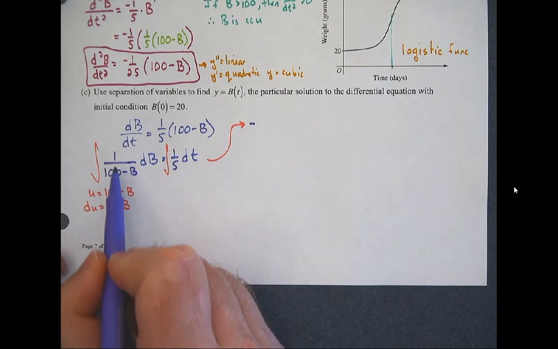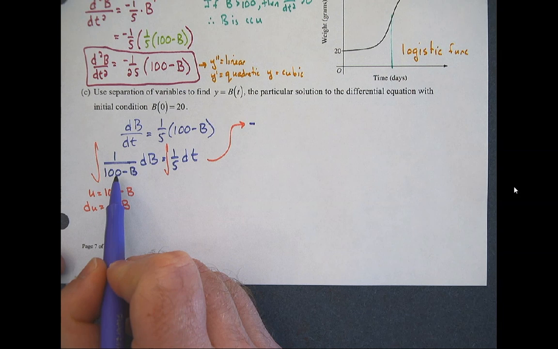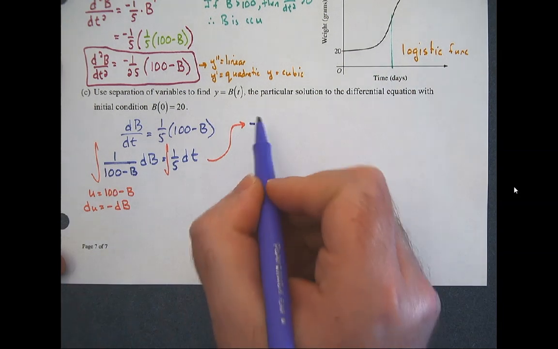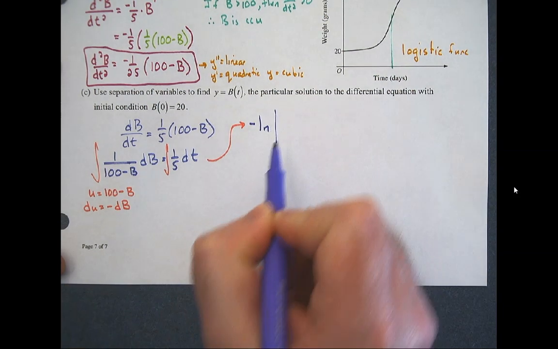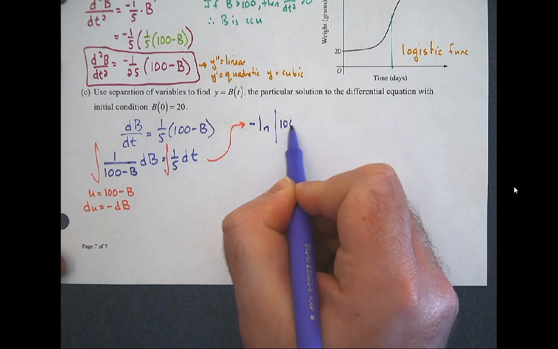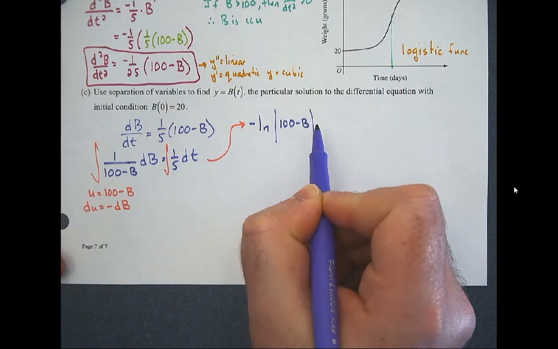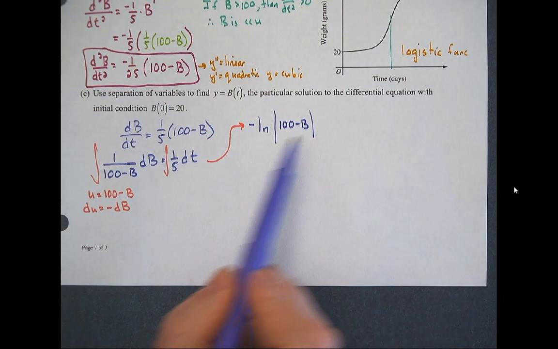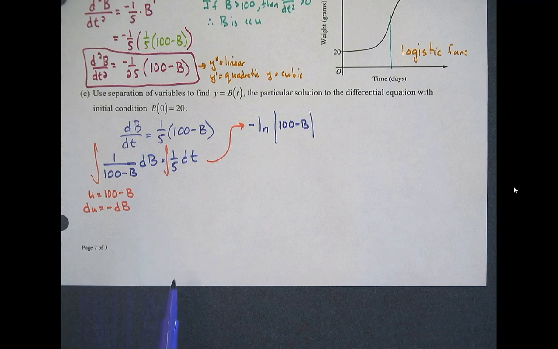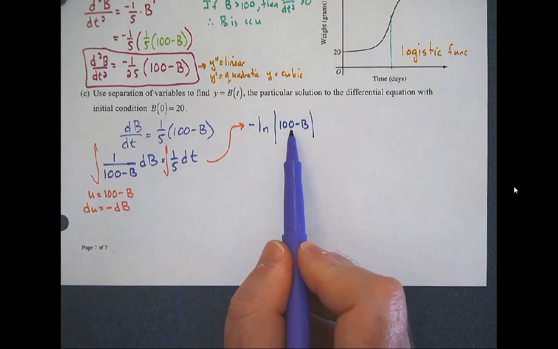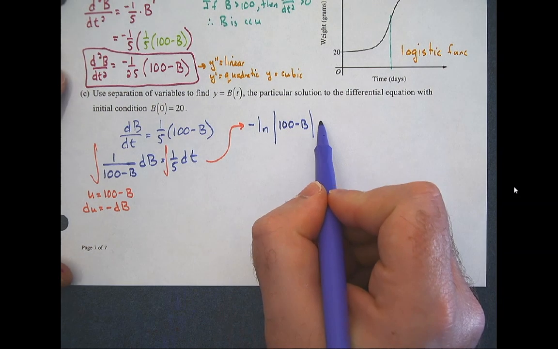This is now 1 over u, so the integral of 1 over u is natural log absolute u. So natural log absolute, and we said u was 100 minus b. Maybe it would take you a little bit longer to show a little bit more work there. Go over here in the margins, use up all that space. But by the end of the calculation, you should get back to this spot.